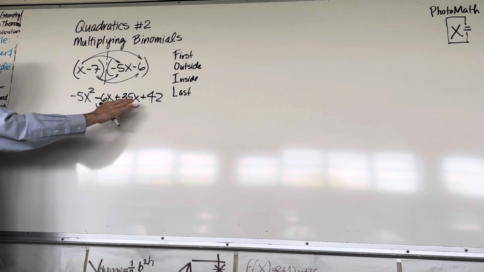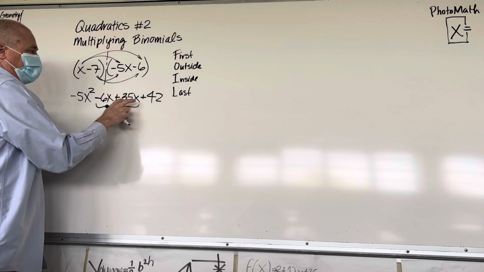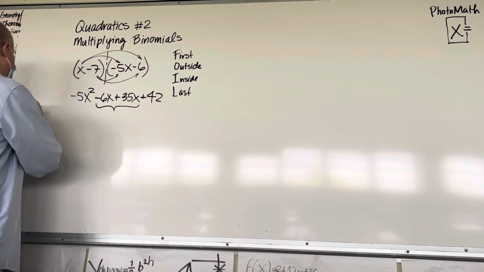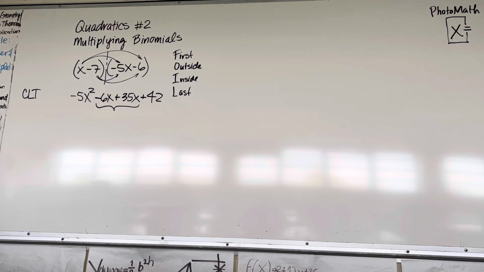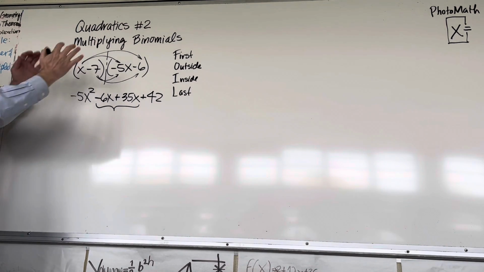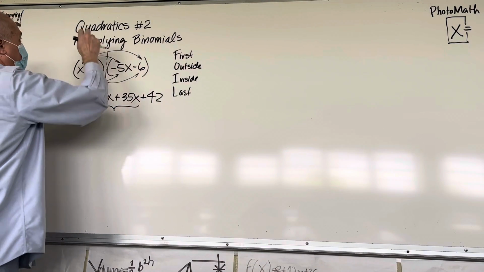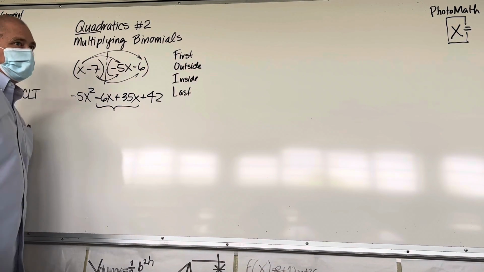Because there's like terms right here. This is a negative 6x and a 35x. That's, remember CLT? What's CLT stand for? Combine like terms. Yeah, combine like terms. Remember that.